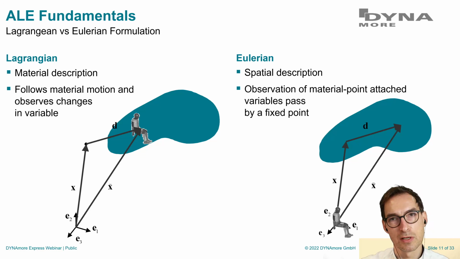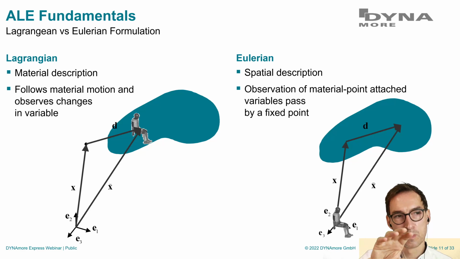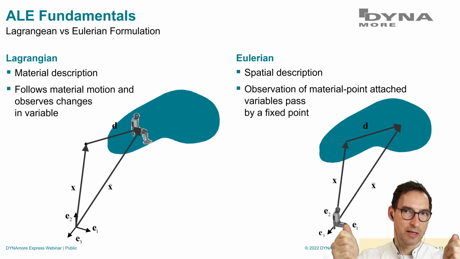And this is usually also what you do in the finite element method, right? You have the node, or the element, and as the structure moves, you're following this element, and so you're observing what kind of changes this element is exposed to. Where does the element translate? How is it stretched? How is it compressed? So this is the Lagrangian description.